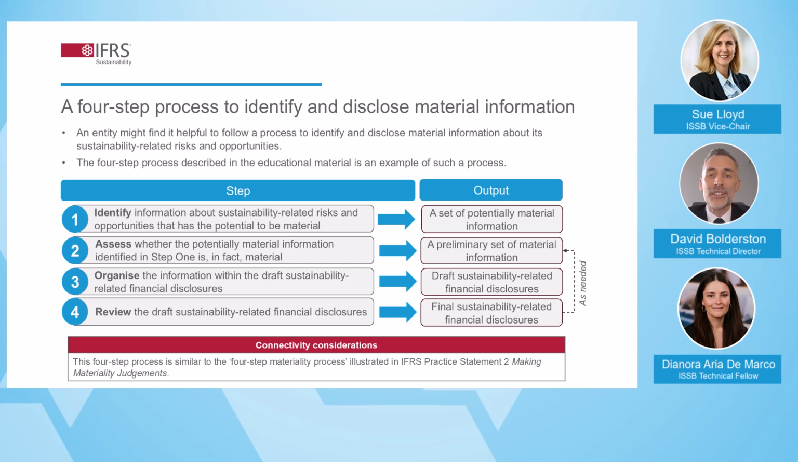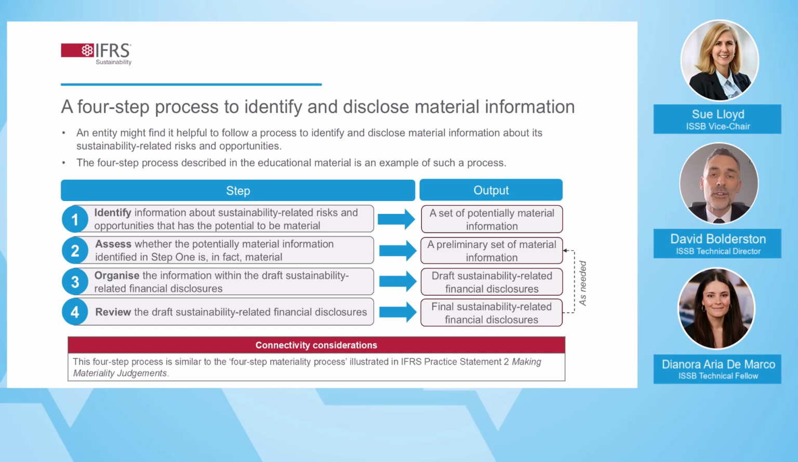The Materiality Guide sets out an example of a 4-step process, as shown on this slide, that an entity might use to identify and disclose material information. This process is designed as a guide to help an entity efficiently and effectively apply judgment to make this assessment. For those familiar with the IASB's document, a document from our sister body, the IFRS Practice Statement 2, Making Materiality Judgments, this process should be recognisable as it is very similar.